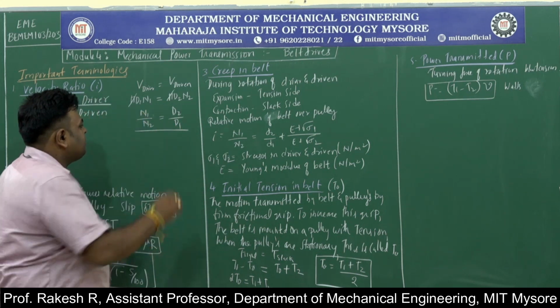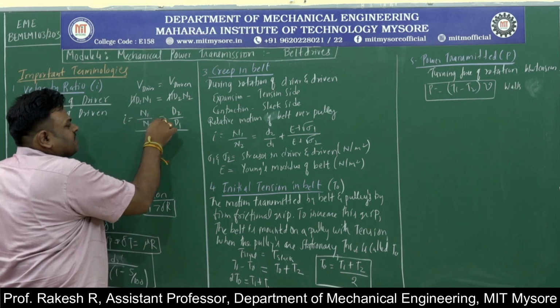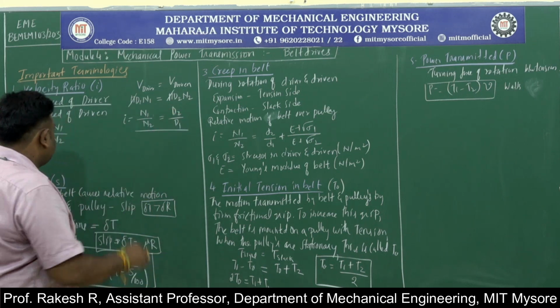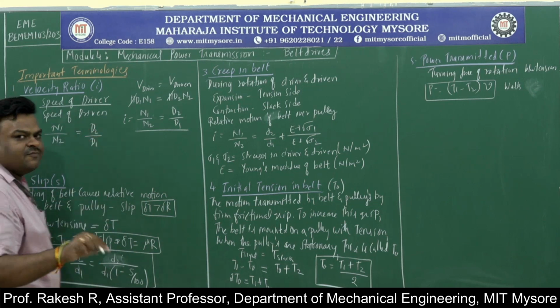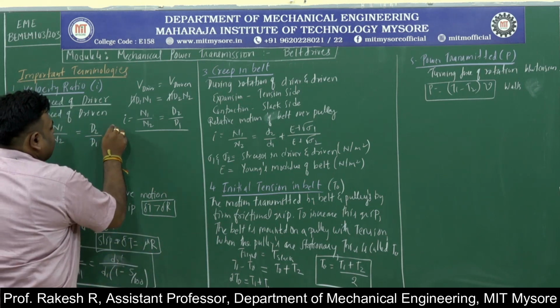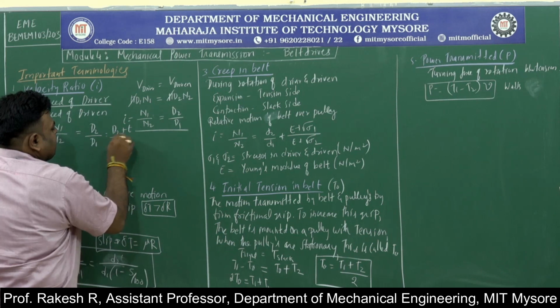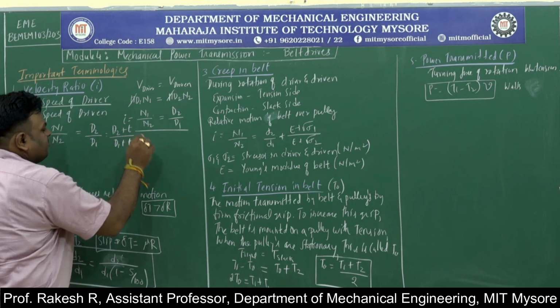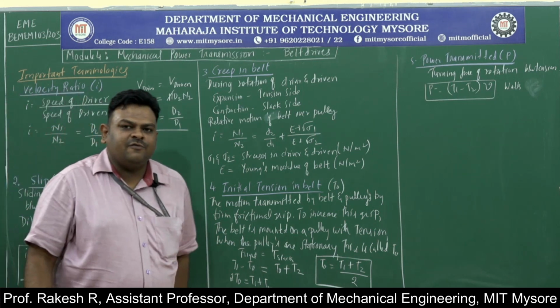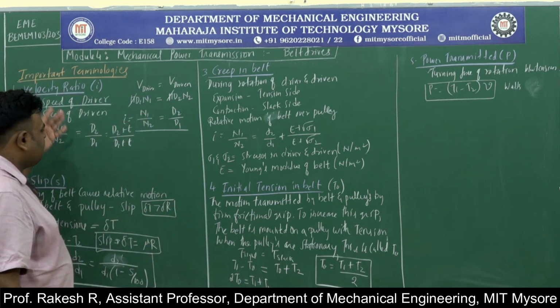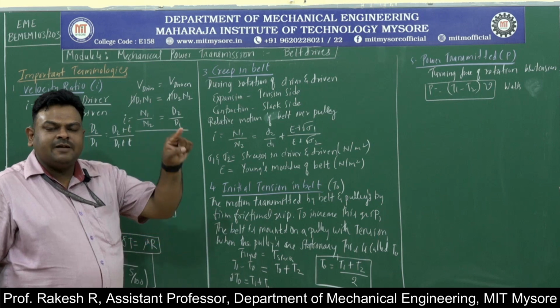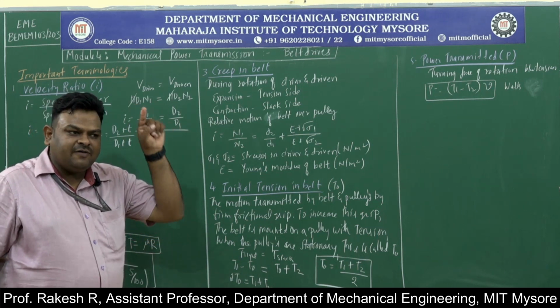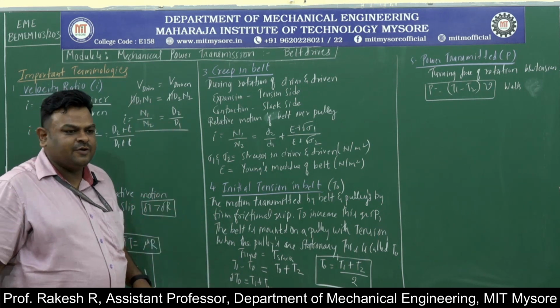n1 by n2 is nothing but the velocity ratio, which is given by d2 by d1. If thickness of belt is considered, then it will be (d2 plus t) divided by (d1 plus t), where t is the thickness of belt. Even you can write n2 by n1, that is also possible, but velocity ratio should be speed of driver to the speed of driven. That you compulsorily have to use.